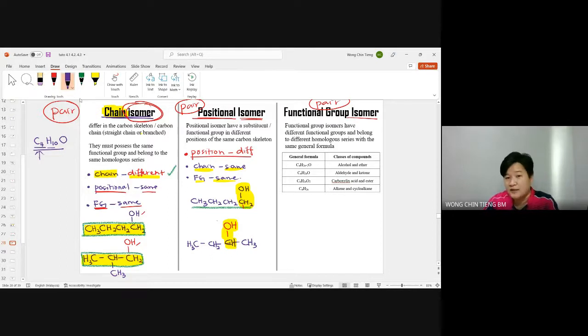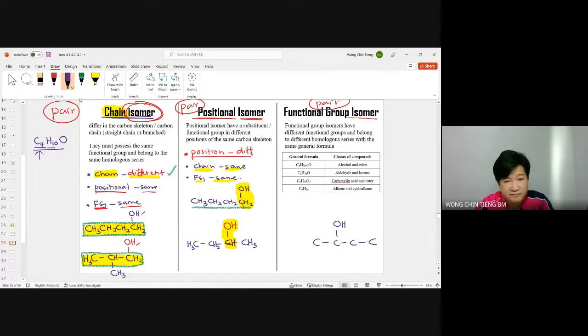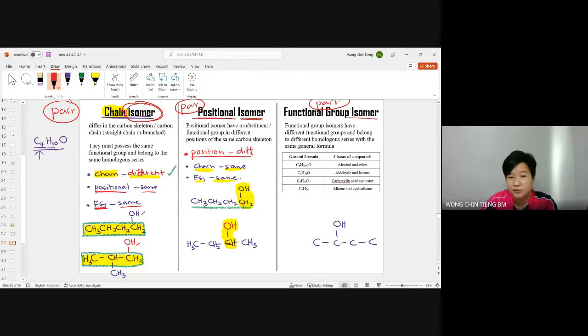Soalan saya, ada soalan. Can we move? Alright, can we move again? Tak. Kenapa tak, Alif? Sebab dia akan jadi sama je dengan nombor dua. Satu, dua. Satu, dua. Nampak? Kita kira satu, kita kira dari kanan. So, OH duduk karbon nombor dua. Satu lagi, kita kira dari kiri. So, OH still duduk karbon nombor dua. So, kita tak boleh move dah.